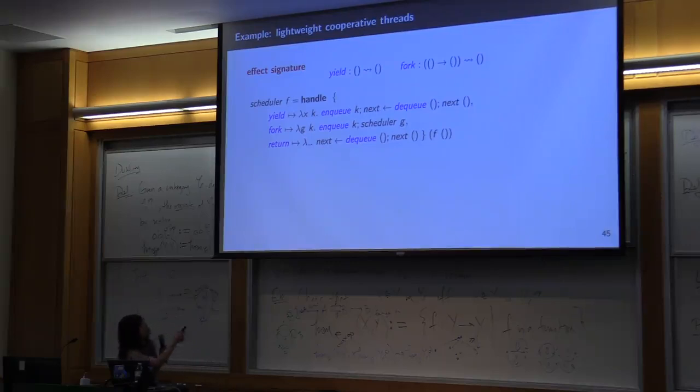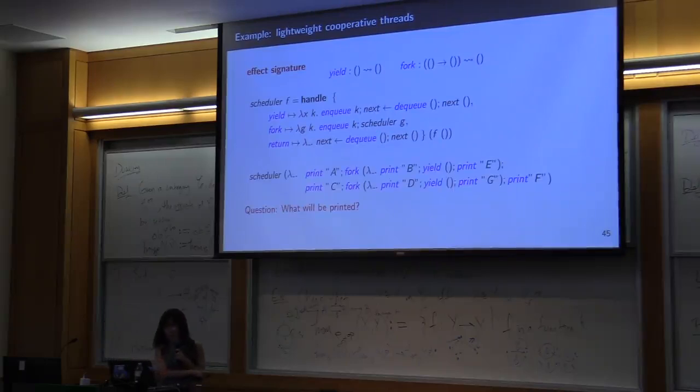So this scheduler then takes a computation F that then actually calls this computation F and handle it using this handler. So as one example, right, you can pass this whole lambda as a computation to scheduler. And you can see there are lots of prints, so I assume there is some print effect that actually print things out. And there are lots of fork and yield. So my question is, what will be printed?